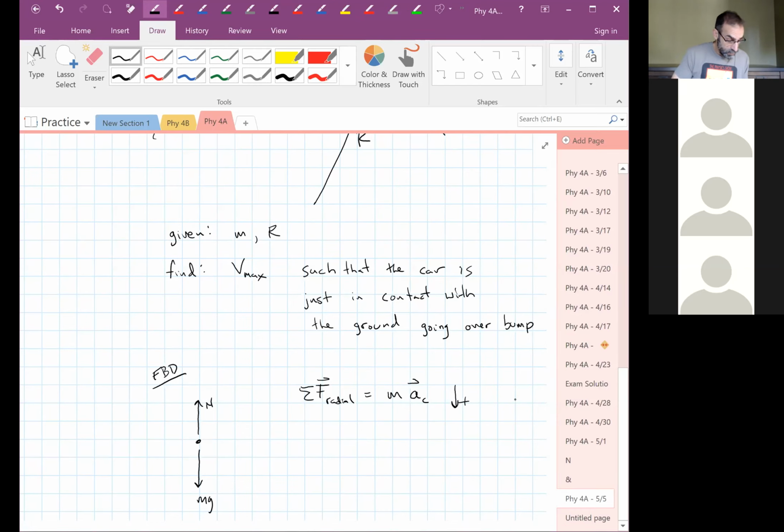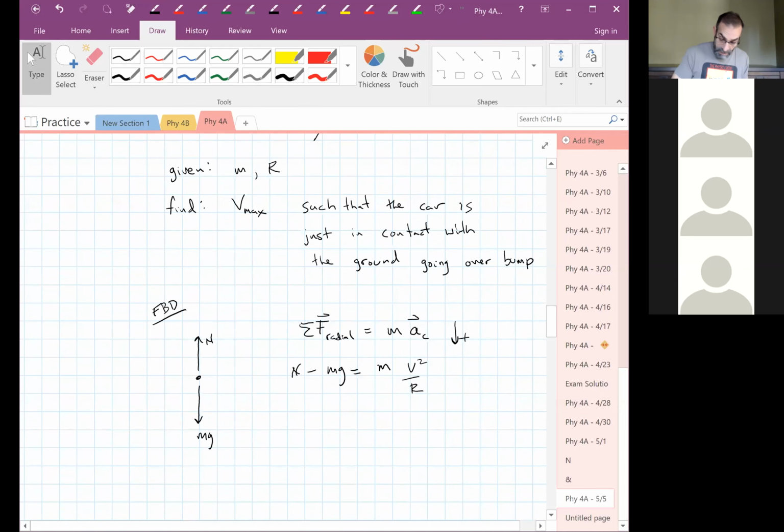Okay. What is the sum of the forces? We've got N minus mg. What is a centripetal? V squared over R. And let's think about this for a second. The weight can't change, right? The force of gravity is not going to magically change as the car drives over the hill. What can change is the normal force.